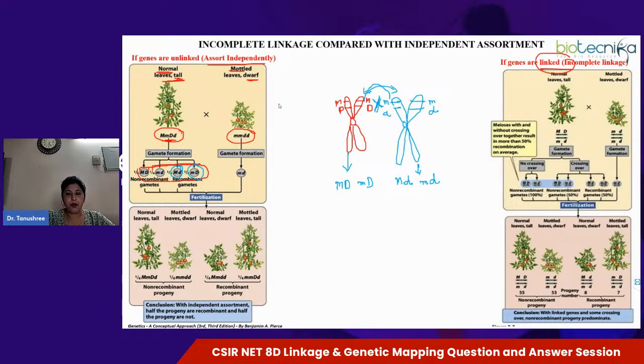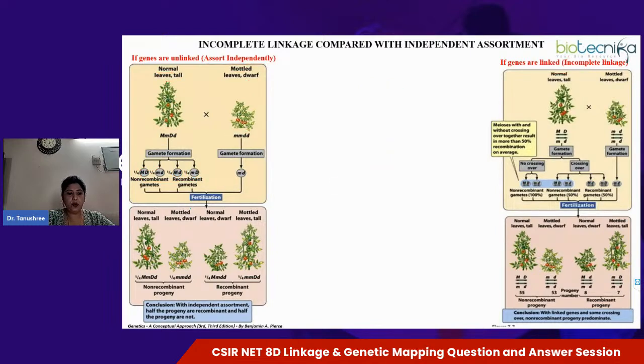Now once the gametes are formed, the homozygous recessive parent will only form gametes with the recessive alleles. So depending upon which gamete fuses with the other gamete, we'll get these four combinations. We'll get these four phenotypes in the progeny: normal leaves, mottled leaves, normal leaves, and mottled leaves. So here you can see that we are getting a 50-50 ratio, right? Half are recombinant, half are non-recombinant.